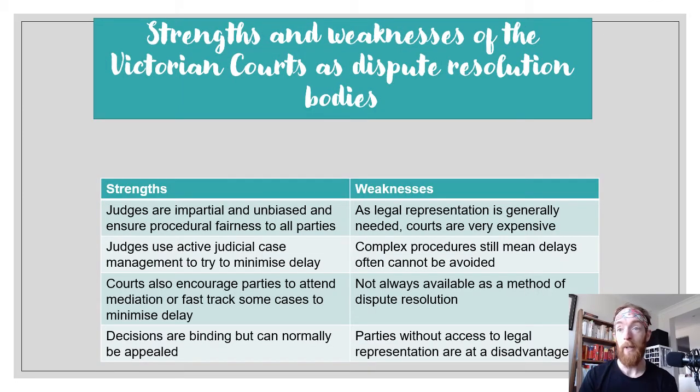So some strengths and weaknesses of these. So some of the strengths: judges are impartial and unbiased and ensure procedural fairness to all parties, so that helps achieve the principle of fairness. Judges use active judicial case management to try and minimize delays. Courts also encourage parties to attend mediation or fast track some cases to minimize delays. So they try and get it to be solved before it ends up in court.